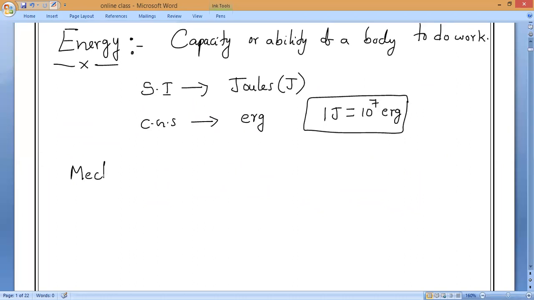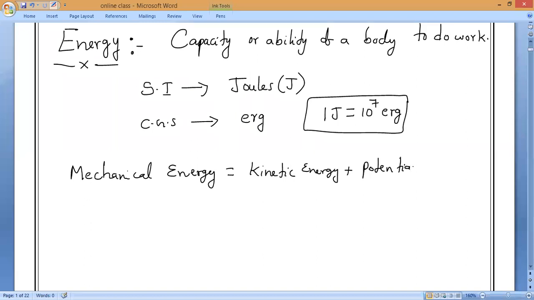Mechanical energy is the addition of two energies. What is that energy? Mechanical energy means kinetic and potential. Kinetic energy plus potential energy. That is what you have to remember. There are so many types of energy: sound, light, wind, tidal, nuclear. A lot of types of energy exist.